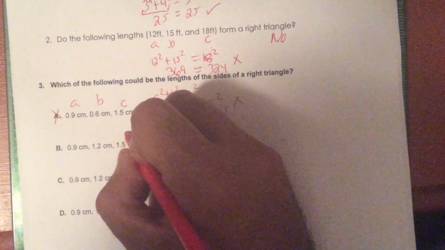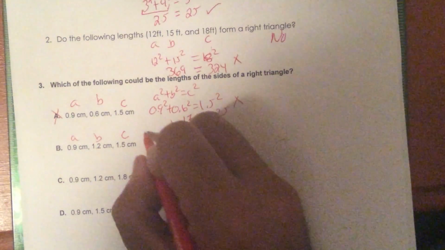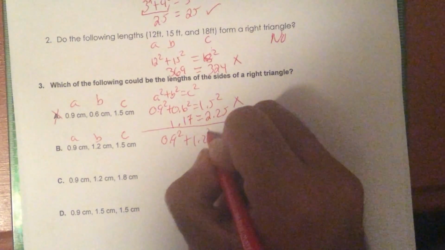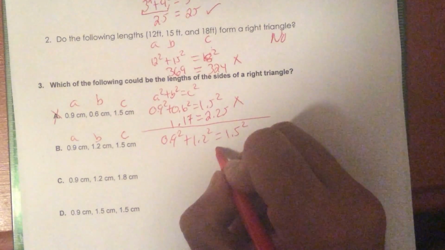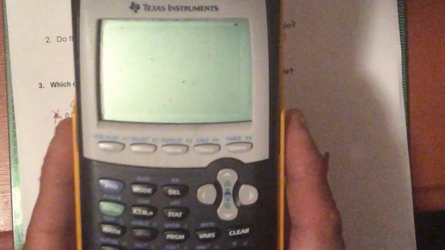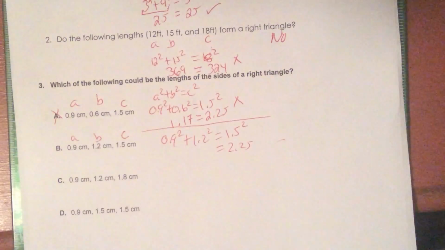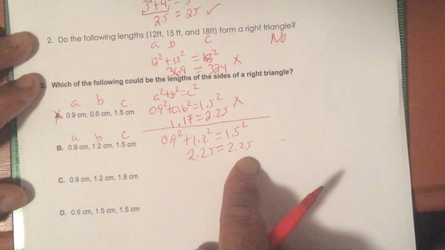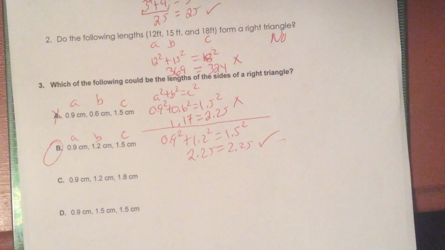Moving on to B. C is 1.5 again, and A and B are the other two measurements. So that means I'm going to do 0.9 squared plus 1.2 squared equals 1.5 squared. Well, we already know that 1.5 squared is 2.25. Now let's figure out what the other side is. So 0.9 squared plus 1.2 squared gives me 2.25. And as you can tell, this is a true statement because it's the same number. So my answer is B, because that's the one that forms a right triangle.